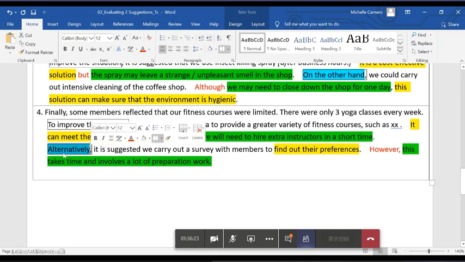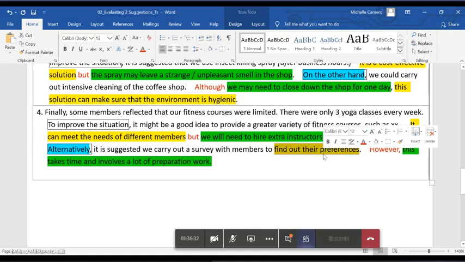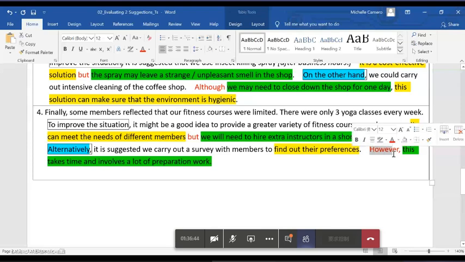Alternatively, so we're introducing solution 2 now. It is suggested we carry out a survey with members, okay, that's solution 2, to find out their preferences. That way you know what they want, the customers want, so you can give it to them. That's the advantage. However, this takes time and involves a lot of preparation work. All right, so that's the disadvantage. Notice that they use the word however to show the relationship between the advantage and disadvantage.